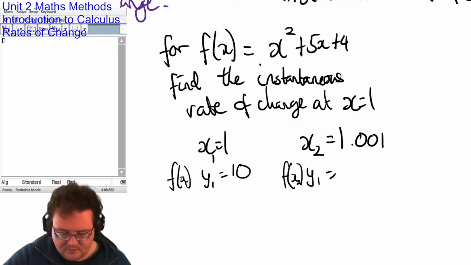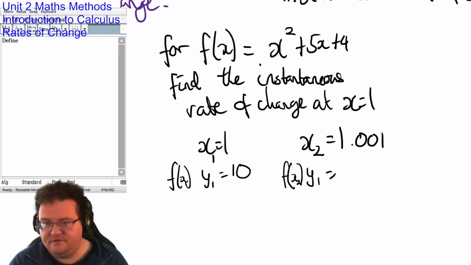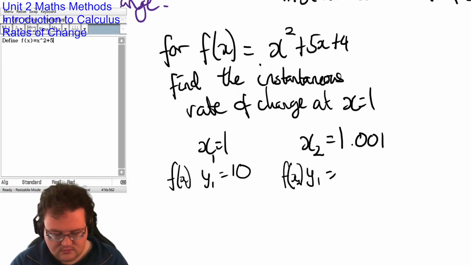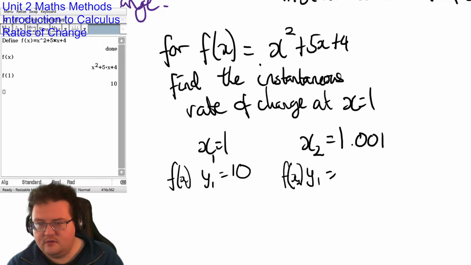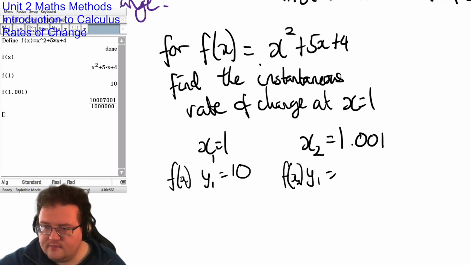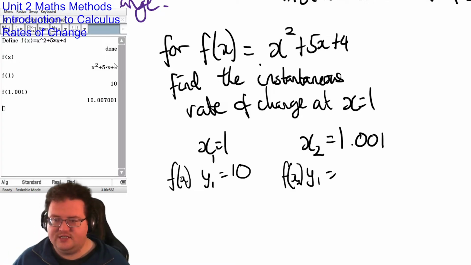So what I'm going to do is define f of x is equal to x squared plus 5x plus 4. So if I just want f of x, cool. So f of 1 is 10, like we said. F of 1.001, let's get that as a decimal, 10.007001.